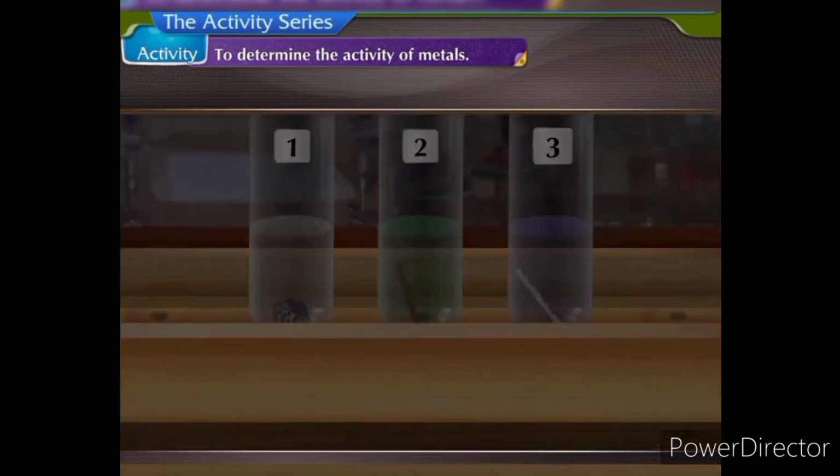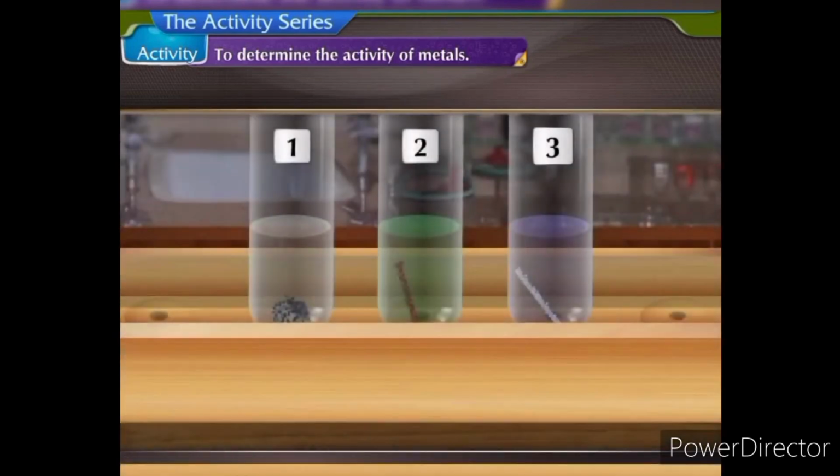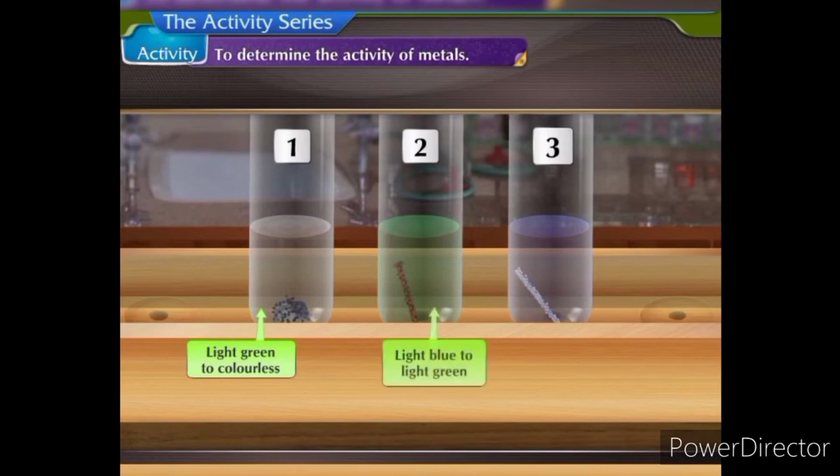After half an hour, the color of the solution in test tube 1 would have changed from light green to colorless. In test tube 2, the solution would have changed from light blue to light green, and that in test tube 3 would have changed from colorless to light blue.